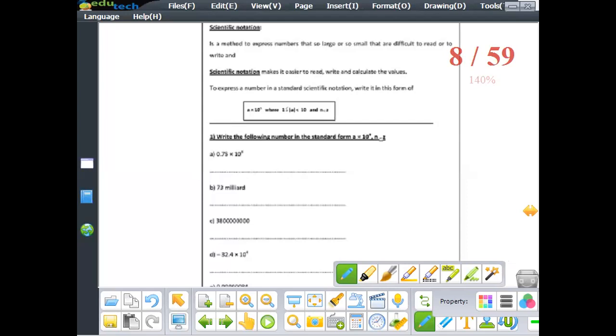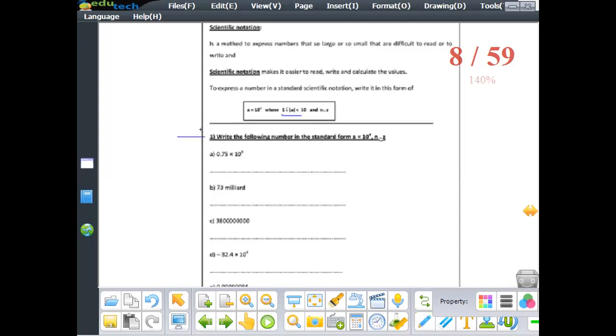This is the scientific notation. As you see on the board, the scientific notation for any number is to change the number into a product of two factors. The first factor must be between 1 and 10, starting from 1 till before 10. As you see here, this is absolute A. The number beside 10 must be starting from 1 up to 10, till before 10.